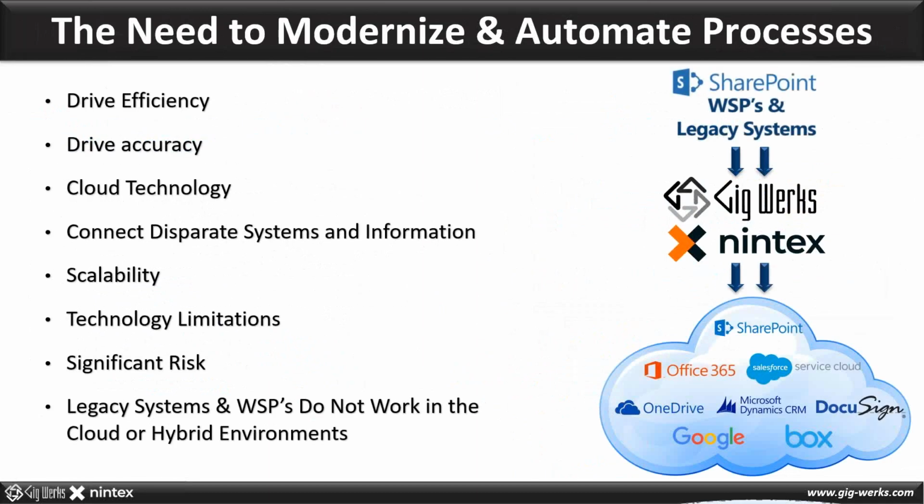And so you need to modernize and automate processes. There's an enormous amount of ROI we can share with you as to what intelligent process automation means. And with this modernization, how you can drive efficiency, accuracy, built for the cloud, will work on-prem, scalable, and reduces risk. And again, just to beat it to death, but legacy systems and WSPs just do not work in the cloud.